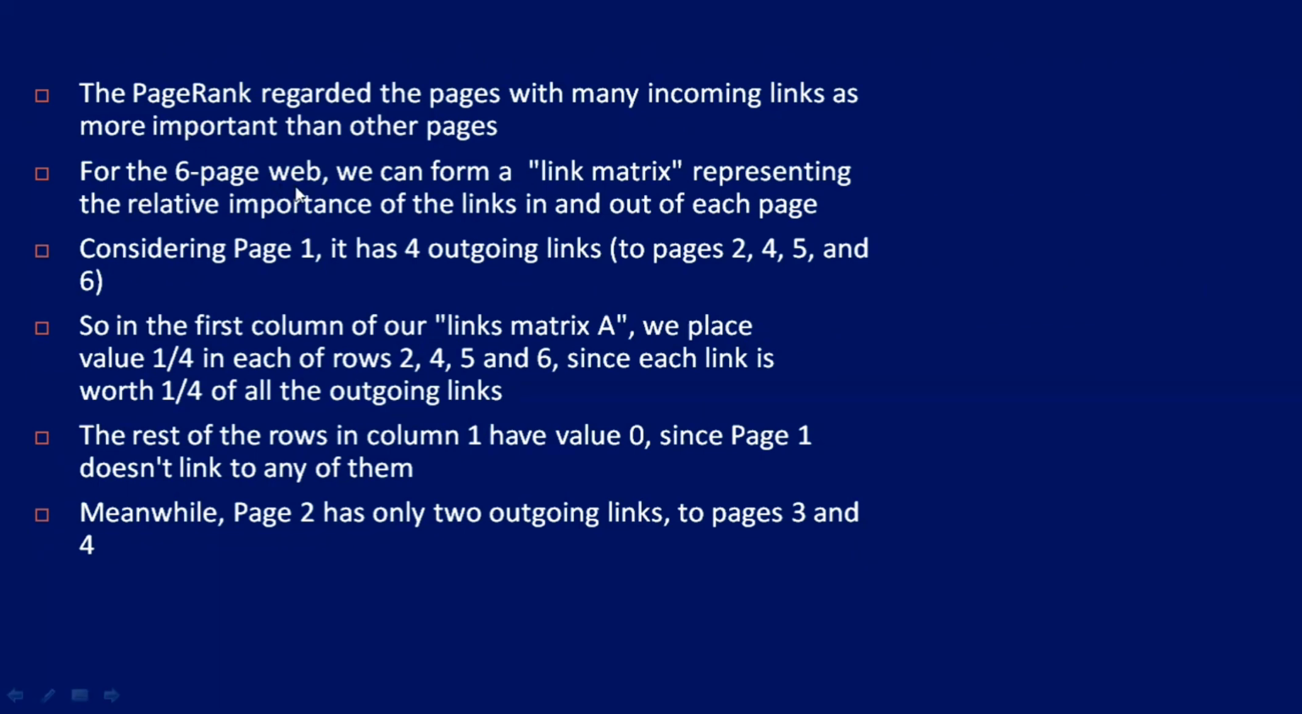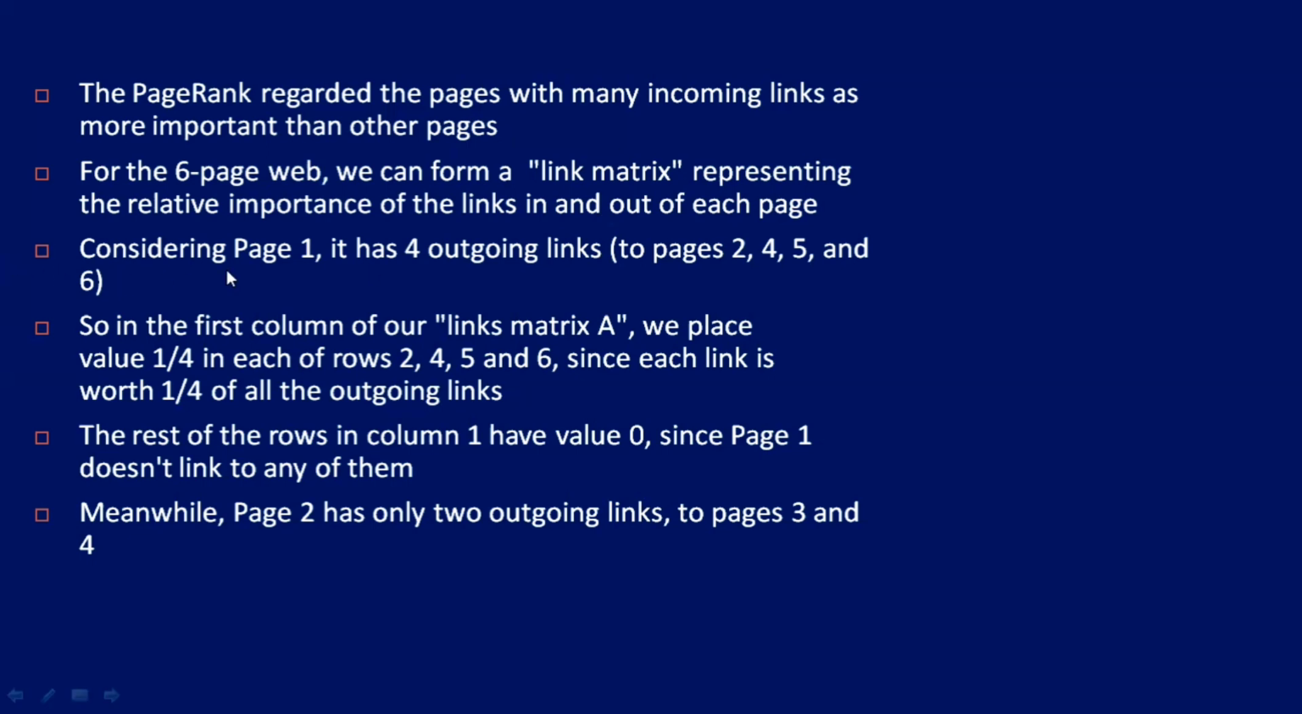We can form a link matrix representing the relative importance of the links in and out of each page. So in a matrix, we write the importance: how many links are coming for page 1, how many coming links are for pages 2 and 3, and so on up to 6. We write all these in one matrix form.